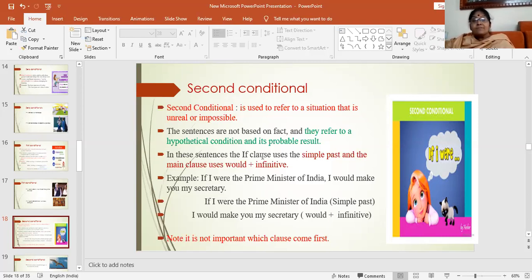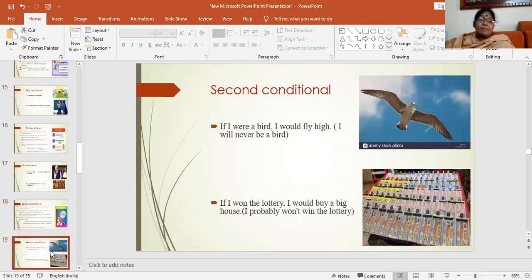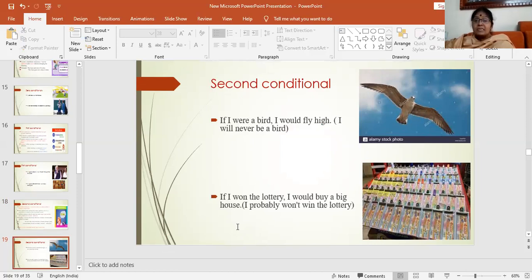So second conditional refers to a situation that is unreal or impossible. Let us do some more examples to understand second conditional. If I were a bird, I would fly high. Now, I will never be a bird. This is something that is unreal, right? So, if I were a bird, I would fly high. Or, if I won the lottery, I would buy a big house. You know that you did not win. You're just thinking if I had won the lottery. Something that can never happen, that never happened also, right? So these are some examples of second conditionals.